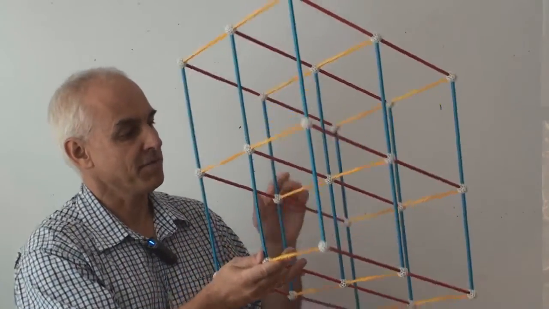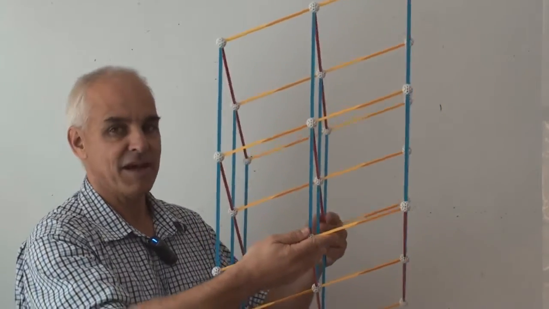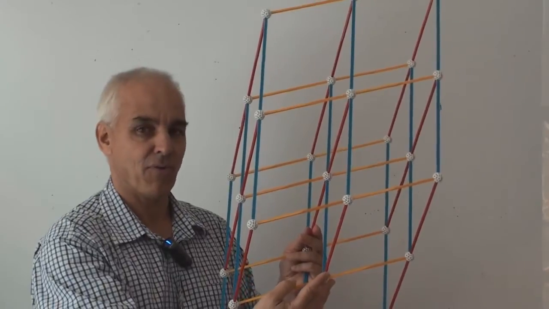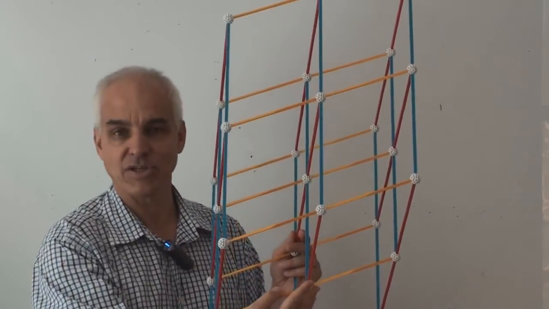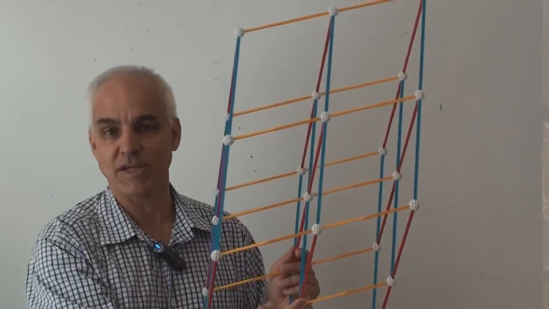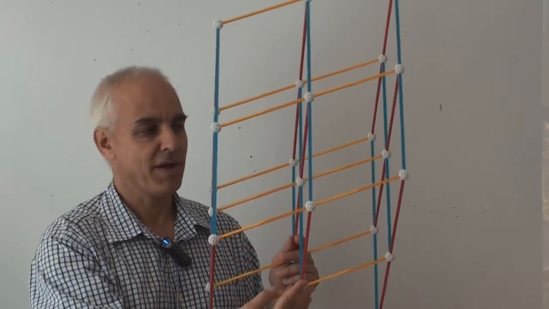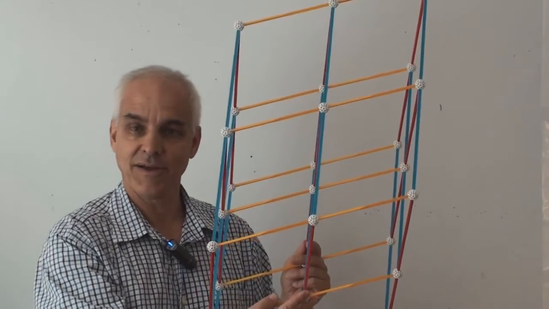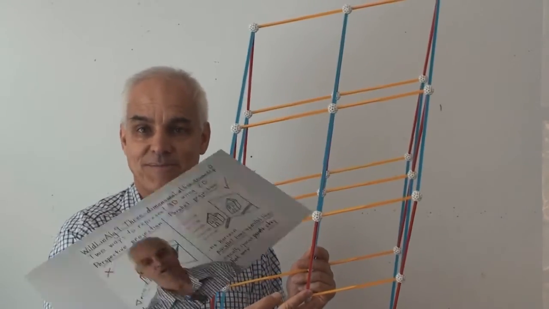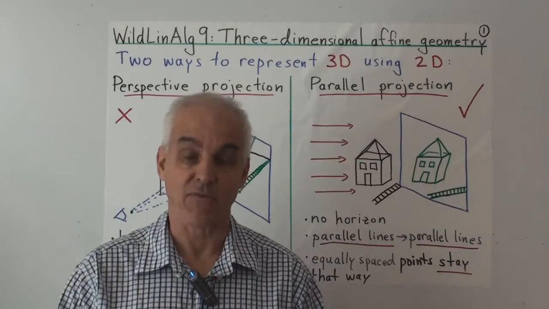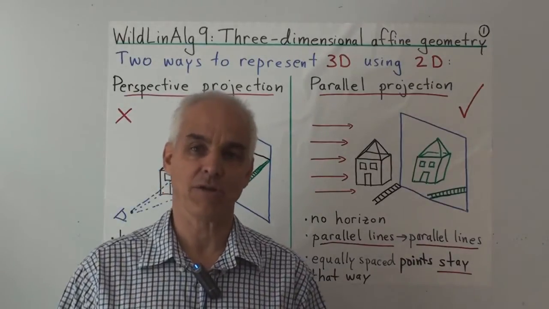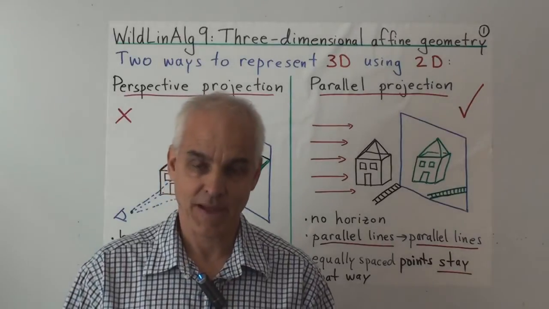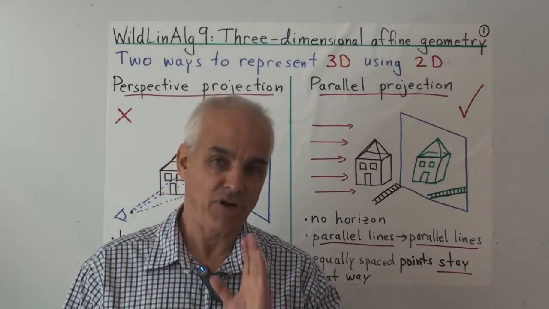Now, working with a model like this is very pleasant, but it is a little bit cumbersome and fragile, and we want to be able to represent a three-dimensional situation on a two-dimensional piece of paper. So that's what we're going to talk about now. How do we represent something like this in two dimensions? There are two standard ways of representing a three-dimensional situation or scene in two dimensions. Both of them are called projection.